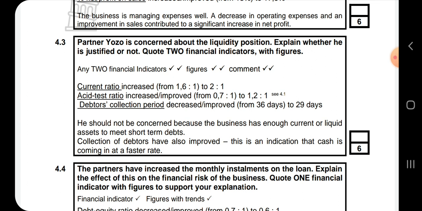So current ratio increased from 1.6 to 2:1. And then asset test increased or improved from 0.7 to 2.1:1. And then yes, debtors collection improved. So the amount of days, how long it takes for debtors to pay or to collect, from 36 days now to 29 days. You should not be concerned. The business has enough current or liquid assets to meet short-term debts.